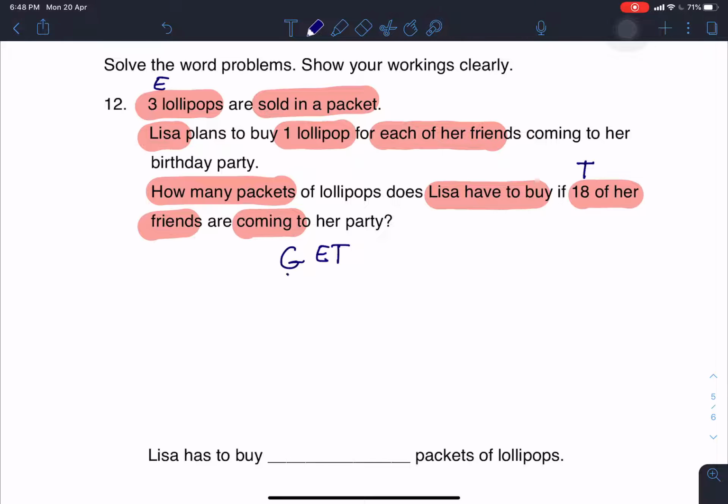I need to find how many groups because we want to find how many packets of lollipops she needs to buy. Therefore, we do a division. 18 divided by 3, which gives you 6. So Lisa has to buy 6 packets of lollipops.